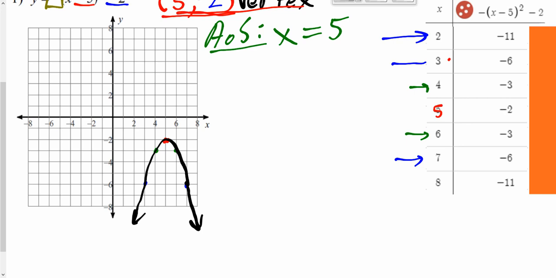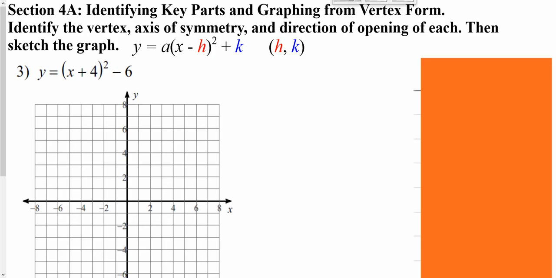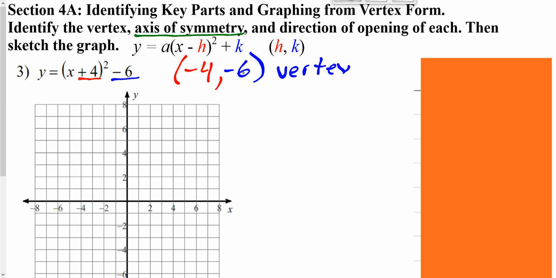So on the next problem, we pretty much have to do the same thing. We need to identify our vertex. So our x-coordinate is the opposite of what's on the inside, which would be a -4. And our y-coordinate of vertex, when it's in the proper form, is the same as the outside. So this is our vertex. Our axis of symmetry, remember, is always x equals your x-coordinate of your vertex, which was at -4.